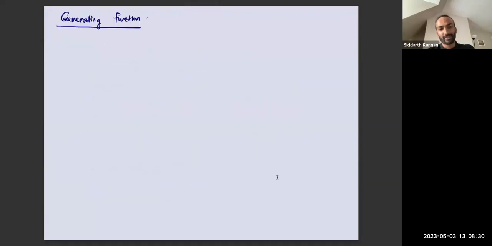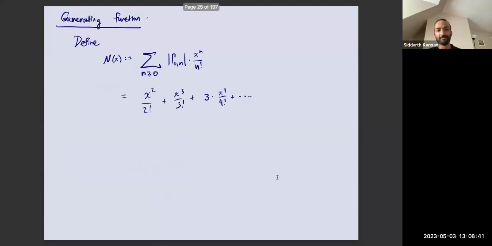So let's put all this into a generating function. Let n of x be the exponential generating function for the sizes of these sets. We computed the first few, and I think that was a mistake. Okay, this should be 4. Sorry, but yes, we computed the first few numbers. So let's calculate this generating function. Any questions so far?